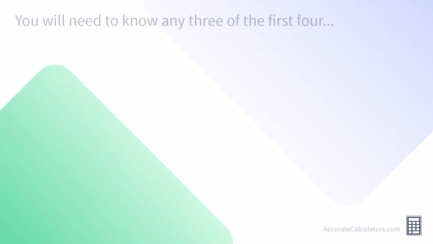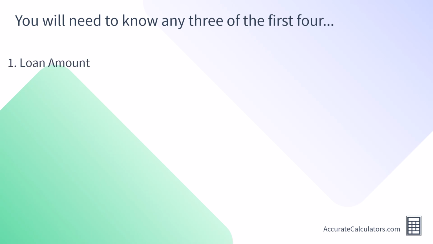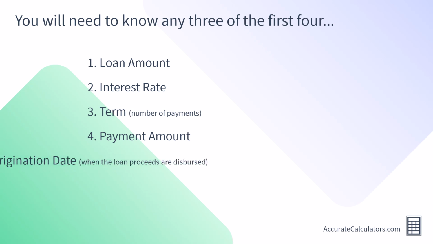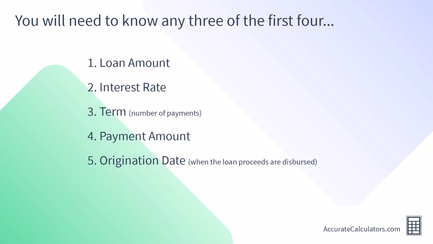First, at a fundamental level, all loans have 4 primary attributes. You'll need to know at least 3 of the 4 to create your amortization schedule. The 4 are the loan amount, the interest rate, the term or number of payments, and the payment amount. Additionally, for an accurate schedule, you'll need to know the loan's origination date, that is, when the borrowed funds are available. You should also know the date the first payment is due.